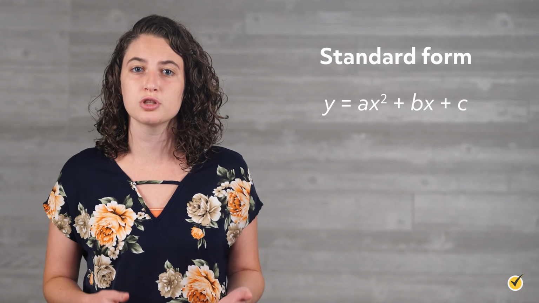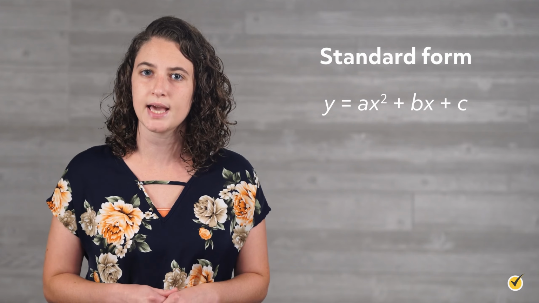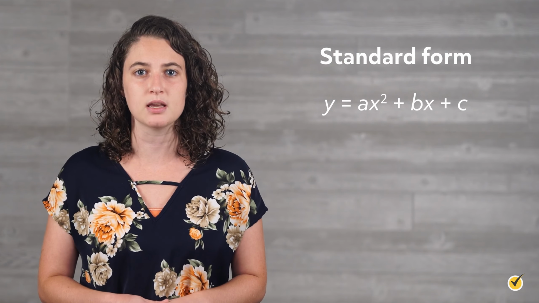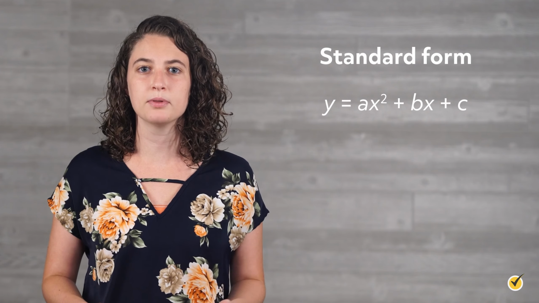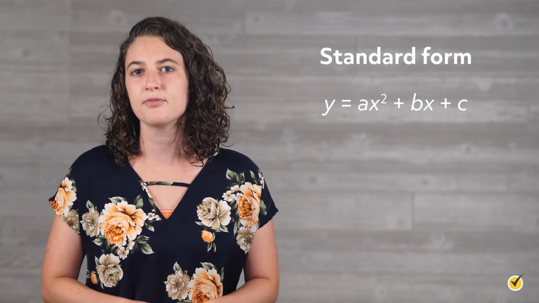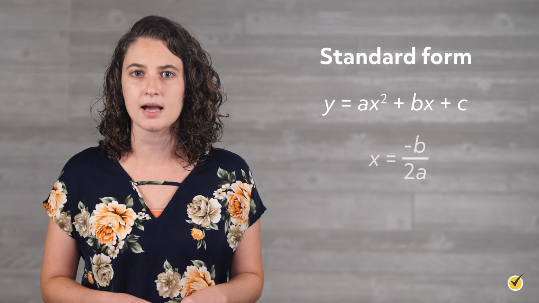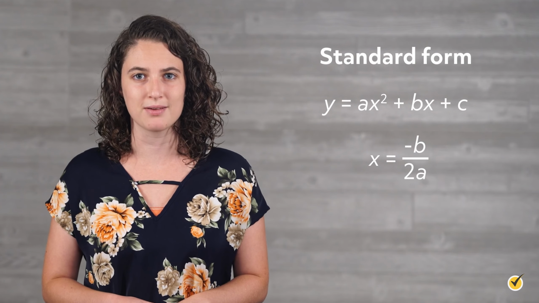There are 2 common formats for expressing the equation of a parabola, so there are 2 common methods for finding the x-coordinate of the vertex. The first format is called standard form, in which the parabola is written as y equals ax squared plus bx plus c, where a, b, and c are constants. When a parabola is expressed in standard form, the x-coordinate of the vertex can be found using the simple formula x equals -b over 2a.